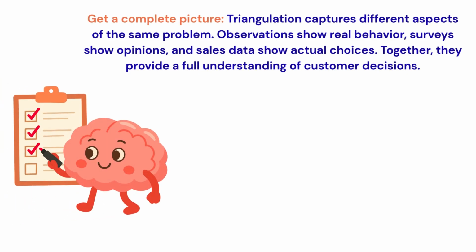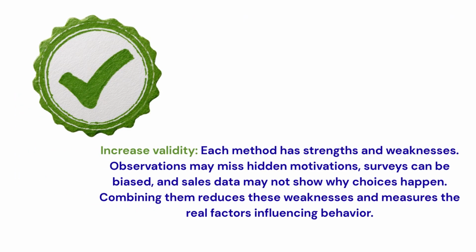Get a complete picture. Triangulation captures different aspects of the same problem. Observations show real behavior, surveys show opinions, and sales data show actual choices. Together, they provide a full understanding of customer decisions. Increase validity. Each method has strengths and weaknesses. Observations may miss hidden motivations, surveys can be biased, and sales data may not show why choices happen. Combining them reduces these weaknesses and measures the real factors influencing behavior.